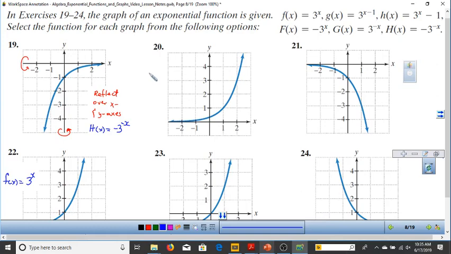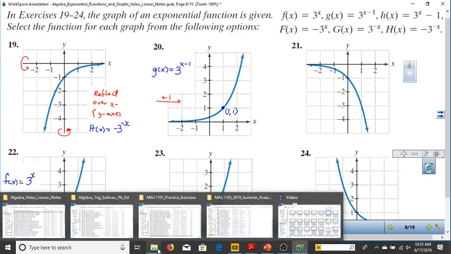What does it look like we did with number 20? We shifted it to the right, so the intercept went from 0, 1 to 1, 1. So we shifted the graph to the right 1 unit. What graph shows a horizontal shift? Lowercase g of x. Do we all agree with that? So lowercase g of x is equal to 3 to the, and since we're doing a horizontal change, we modify the x's. 3 to the x minus 1.